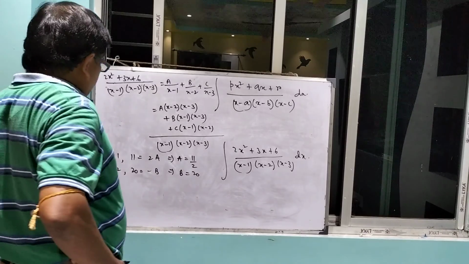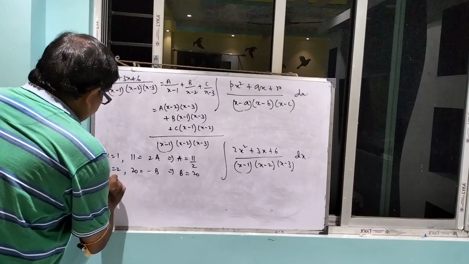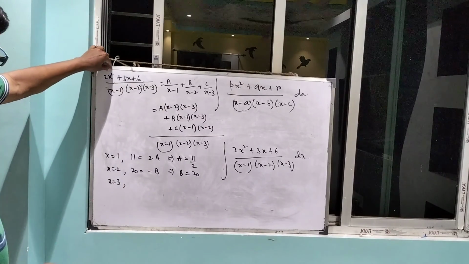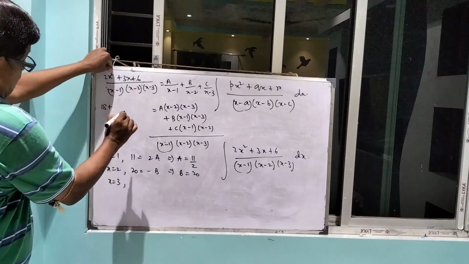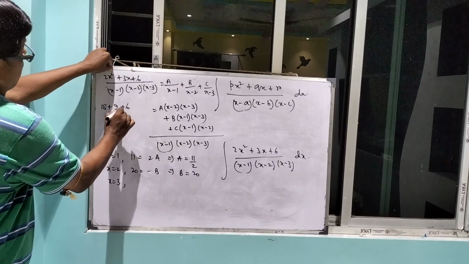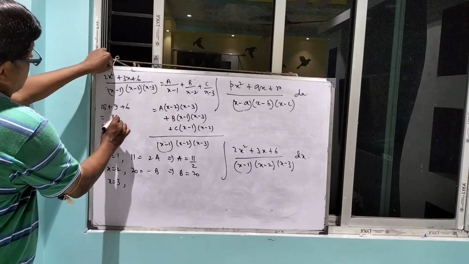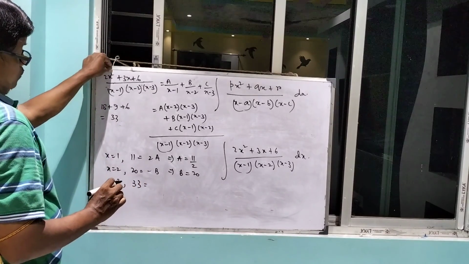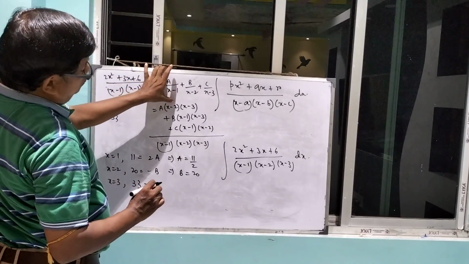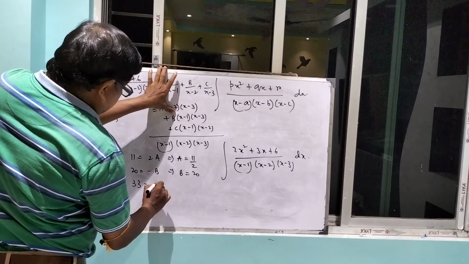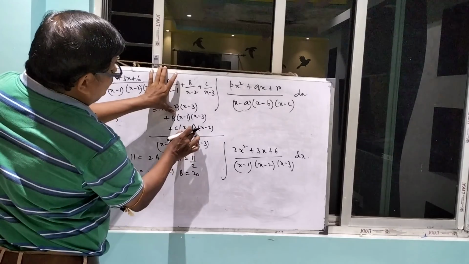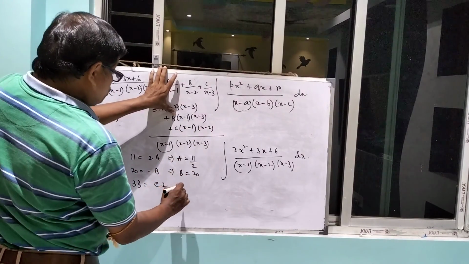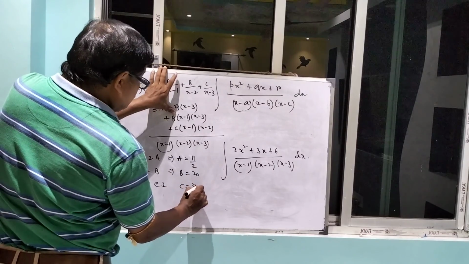And again you put x equal to 3. This is 18 plus 9 plus 6. 33 is there. So write 33 equal to. So this is 0. This is also 0. So C. Here 3 minus 1, 2 into 2. And 3 minus 1. So C you are getting 33 by 2.